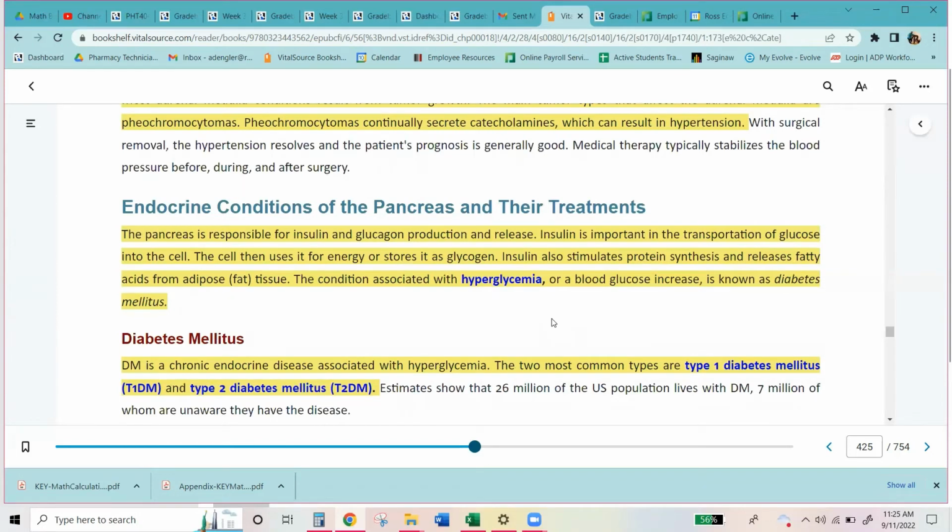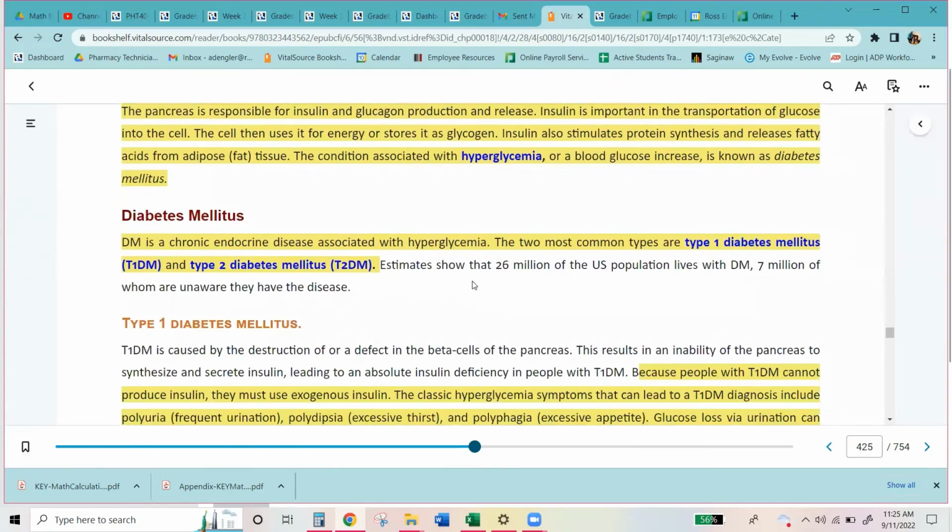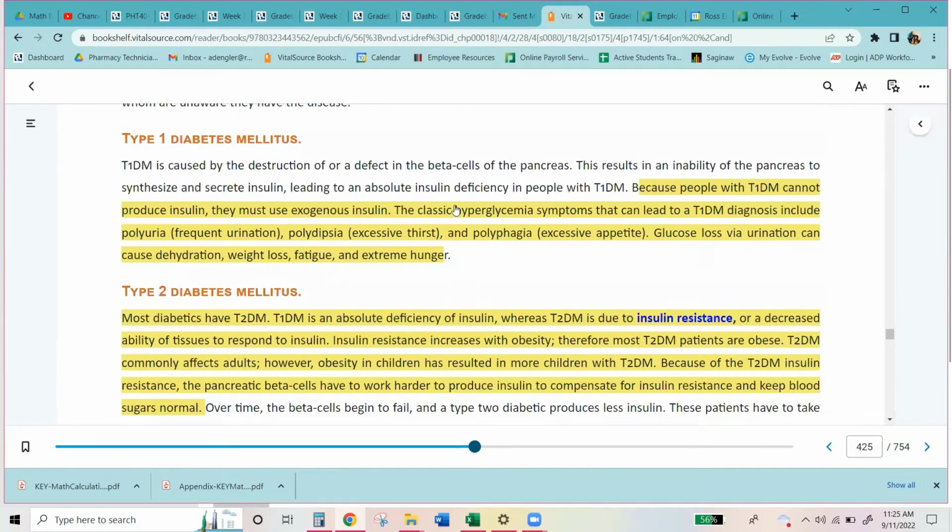The condition associated with hyperglycemia or a blood glucose increase is known as diabetes mellitus. We abbreviate that as DM, a chronic endocrine disease associated with hyperglycemia. The two most common types are type 1 and type 2 diabetes. Type 1 is caused by the destruction or defect in the beta cells of the pancreas. Because people with type 1 cannot produce insulin, they must use exogenous insulin.